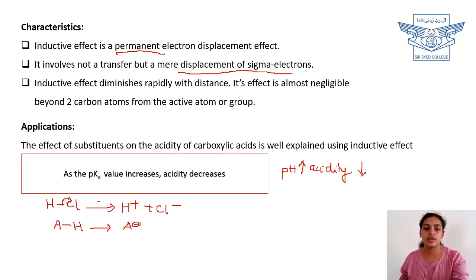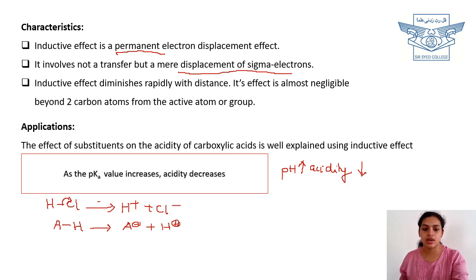It depends upon its ability to release this proton. A stronger acid is one that depends on how easily it donates its H plus, how easily and how fast it can donate H plus, that will be a very good acid. Right? So for it to donate easily, what needs to be done?